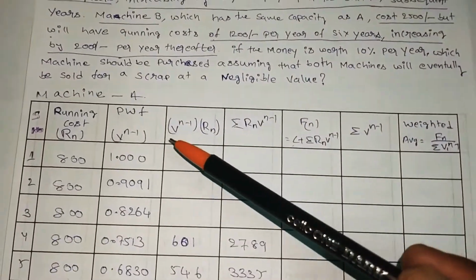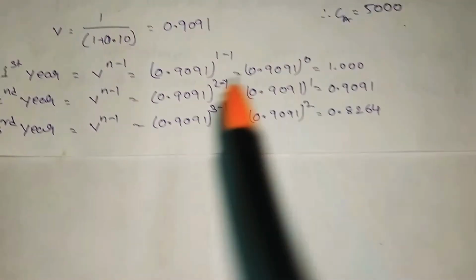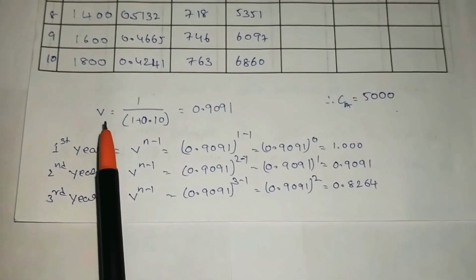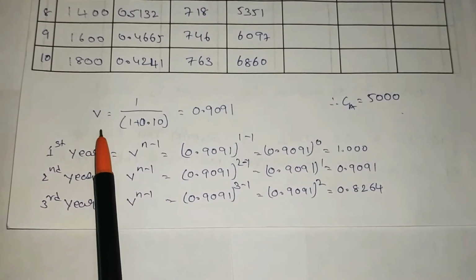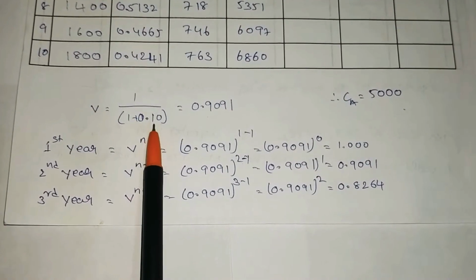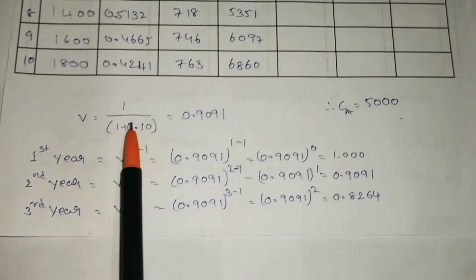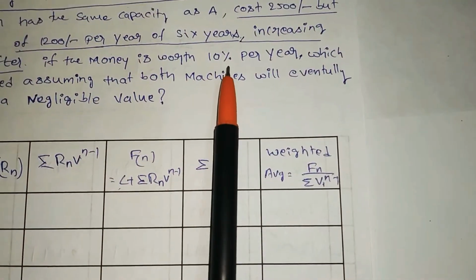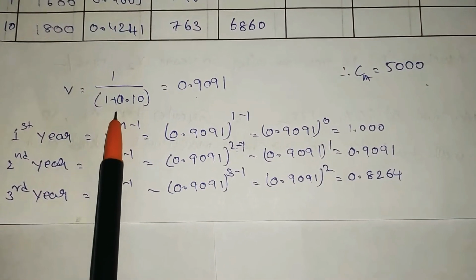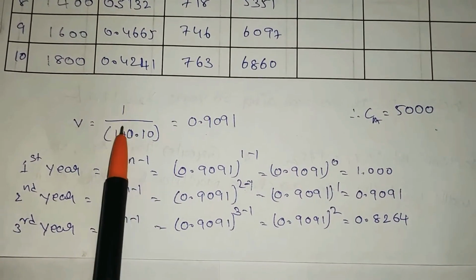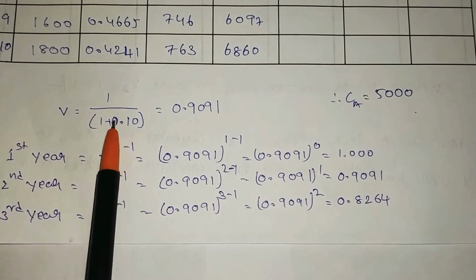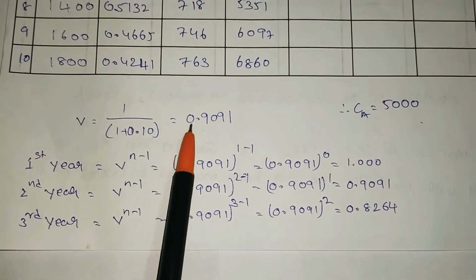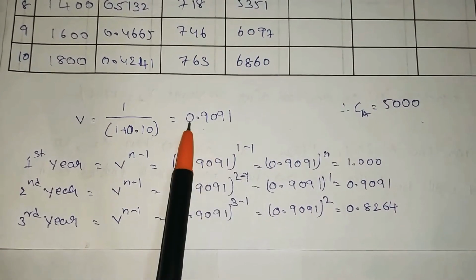Next we are going to discuss the worth factor. This is the worth factor formula: v power n minus 1, where v is equal to 1 by 1 plus the percentage per year. Money worth per year is 10%. 10% is converted to the value 0.1. 1 by 1 plus 0.1 is equal to 0.9091. This is the value of v.